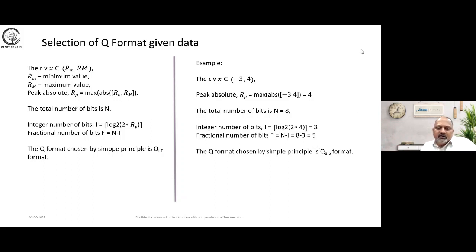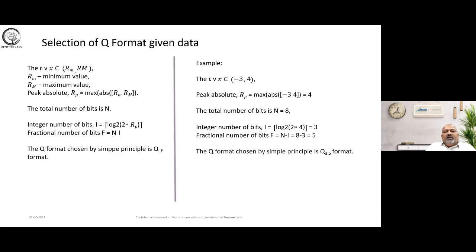Yeah, I'm coming to that, setting the fractional number of bits. Here, if a random variable x is given, now this r suffix small m, the next value is supposed to be r suffix capital M actually. The x is a random variable given, and r small m is the minimum value, or capital M is the maximum value. Then the peak absolute value can be defined as the maximum of the absolute values of these two, right?